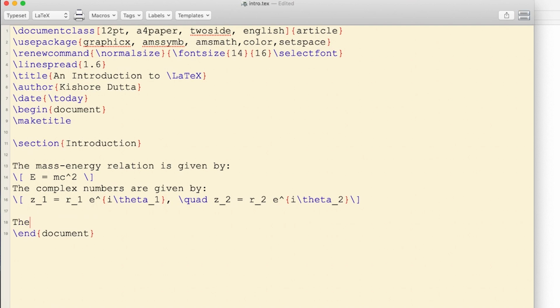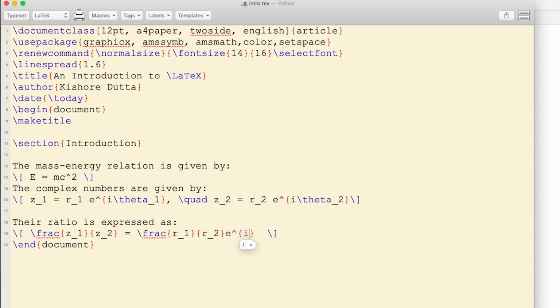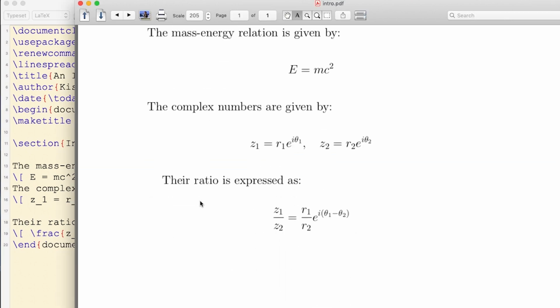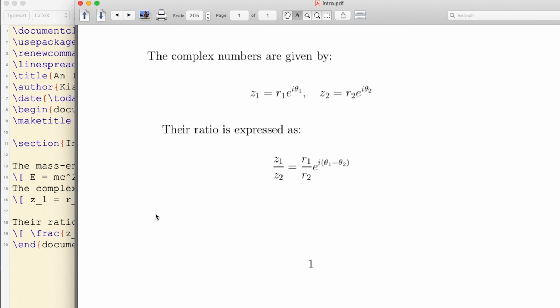Fractions can be written as \frac, and then there are two fields, one for numerator and another for denominator. For example, \frac{z_1}{z_2} = \frac{r_1}{r_2} e^{i(\theta_1 - \theta_2)}. So this will display z1 by z2 equal to r1 by r2 e to the power i (theta 1 minus theta 2).